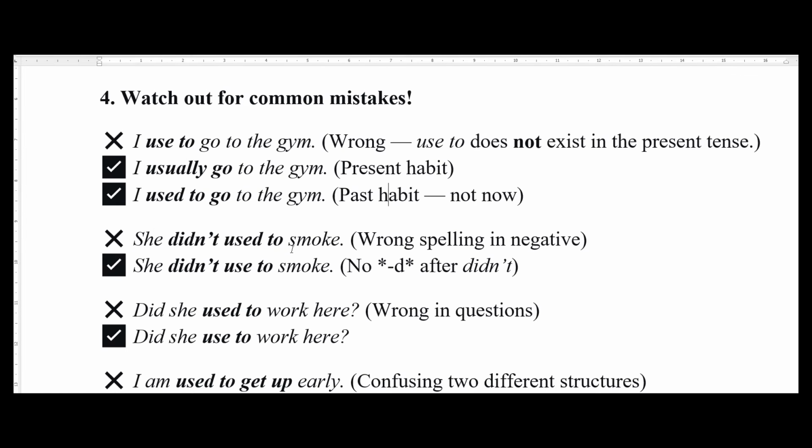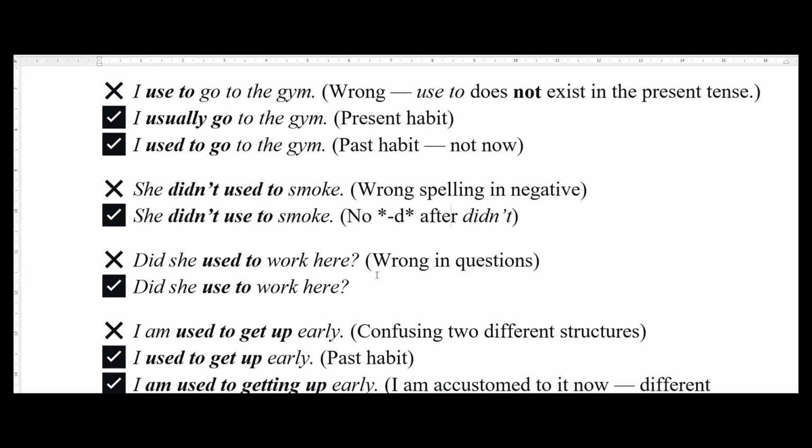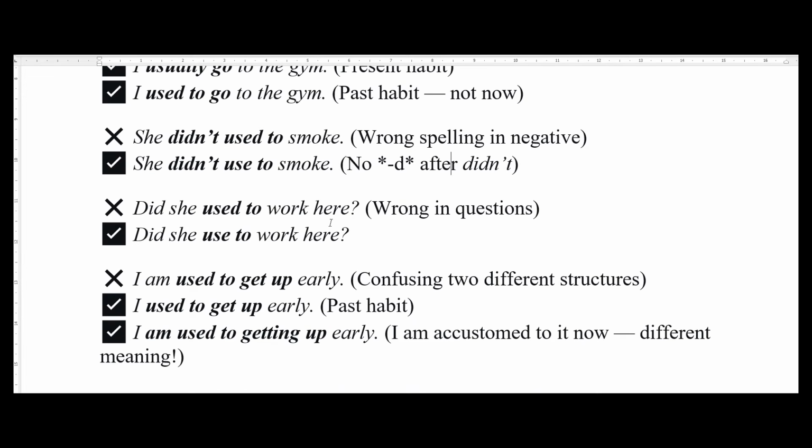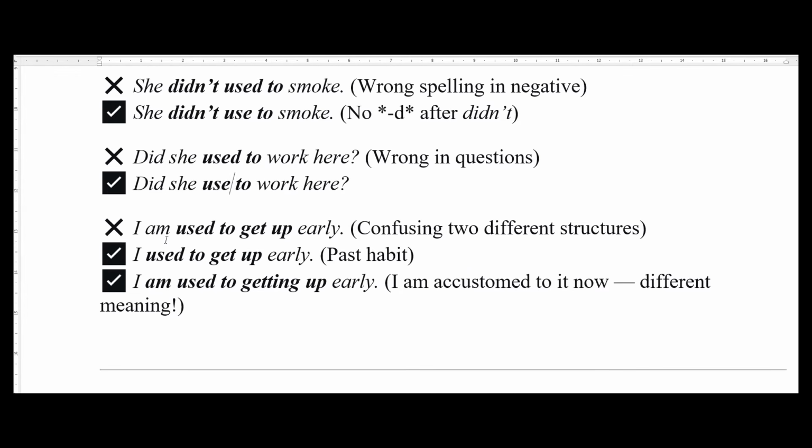"She didn't used to smoke." Wrong spelling in negative. So you see, we don't use D there. "She didn't use to smoke." That is the correct version. "Did she used to work here?" Wrong question. You see, "did she use to work here?" Again, no D here.